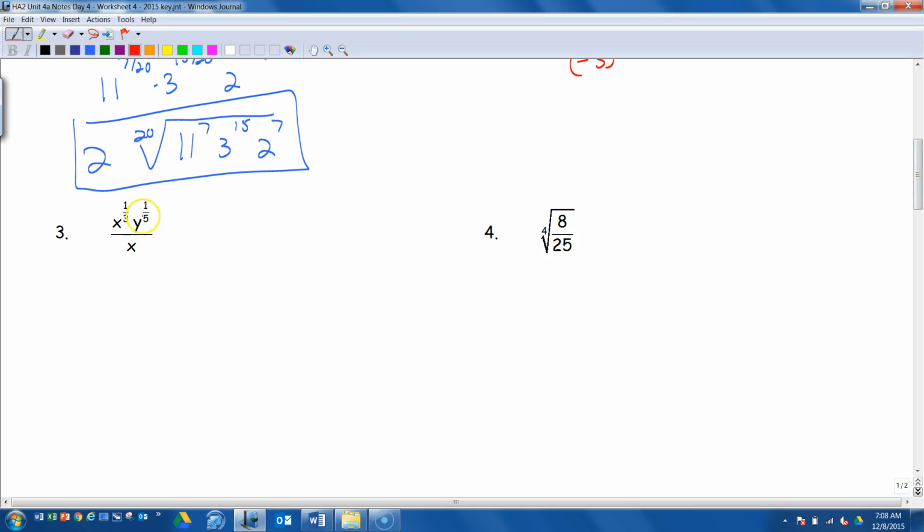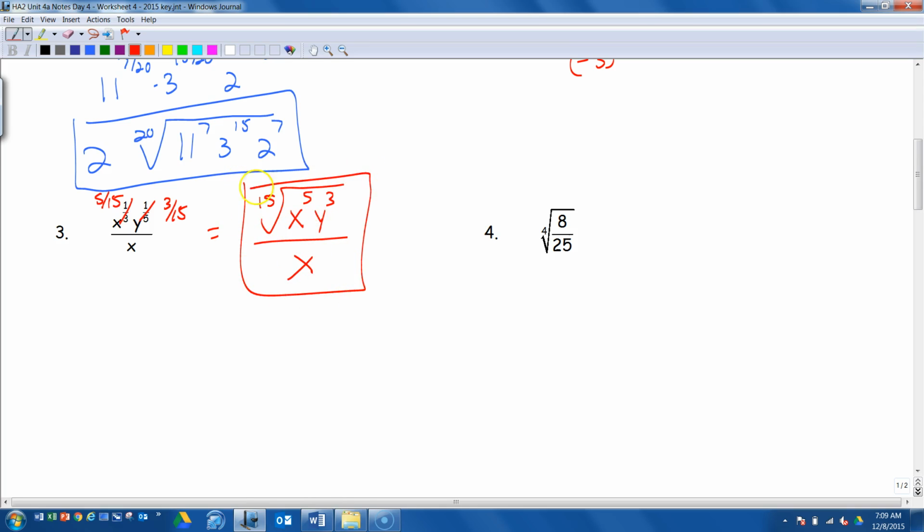This one here, you need a common index. So this would be 15, so this would be 5/15, and this would be 3/15. And then if you look, you can maybe simplify these, but then you're left with a fractional exponent on the bottom, so you actually don't want to subtract here because there's a whole x down here. If you do that, you're going to get 10 on the bottom, and then you're going to have to rationalize and you get right back where you started. So really you just want to put these both under a common radical. And that's it.